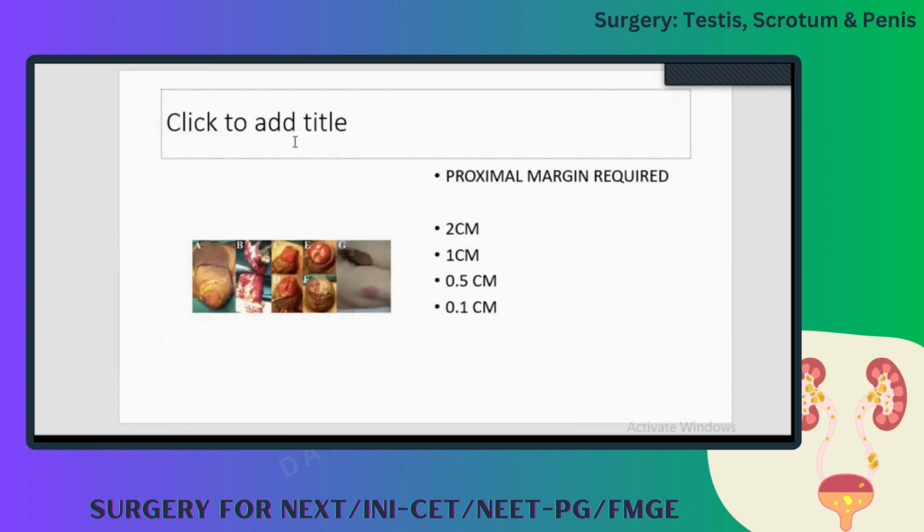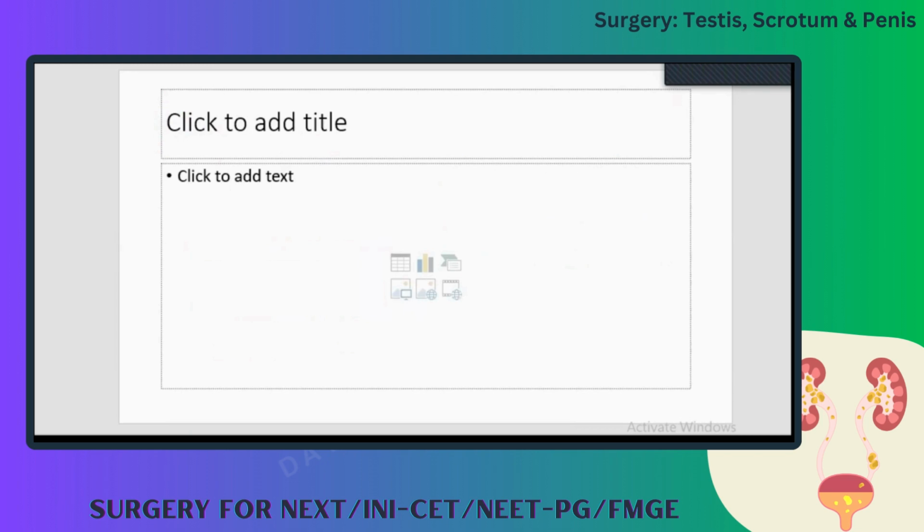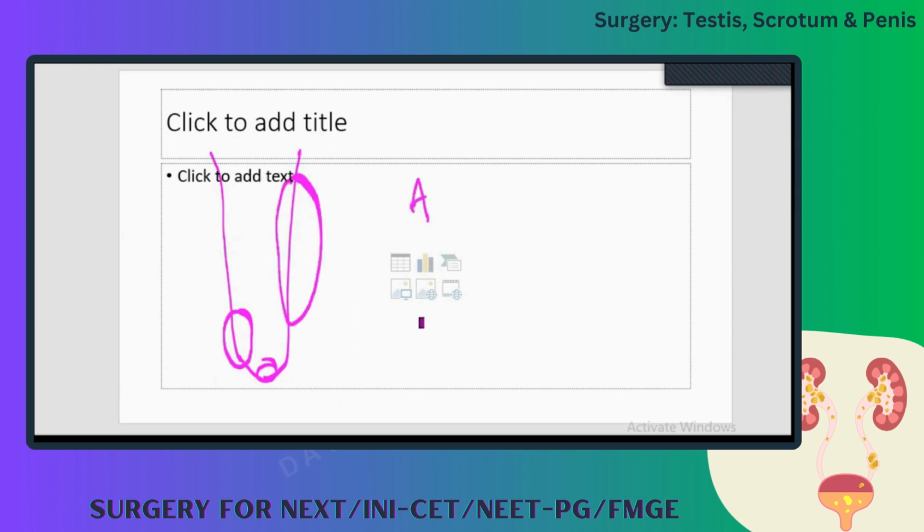Before this, I'll just tell you. Suppose this is a penile cancer. If it lies like this, what will you do? If the tumor is like this, what will you do? For option A, what will you do? For option B, what will you do? This is A, this is B. What are the treatment options?